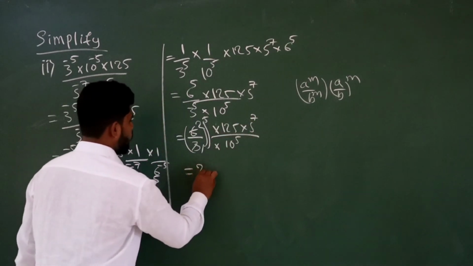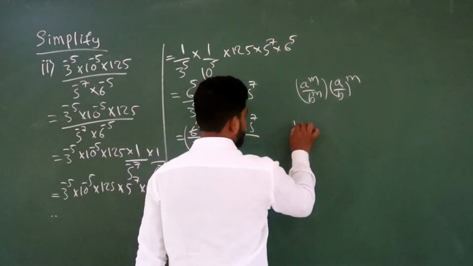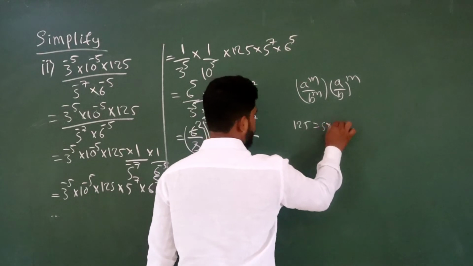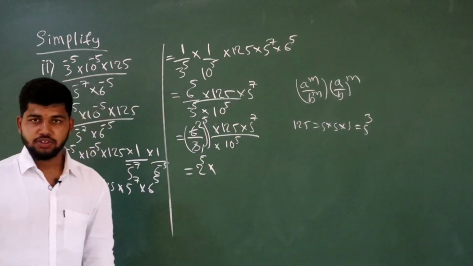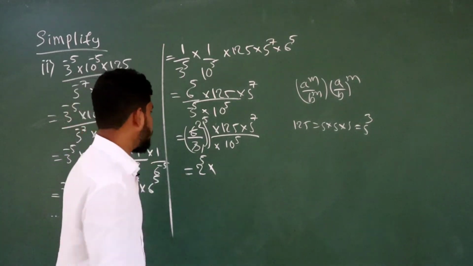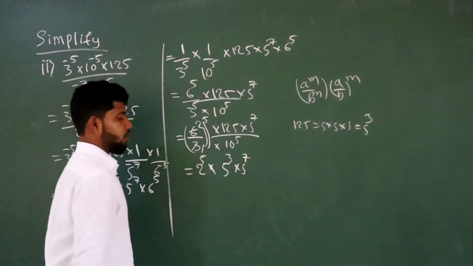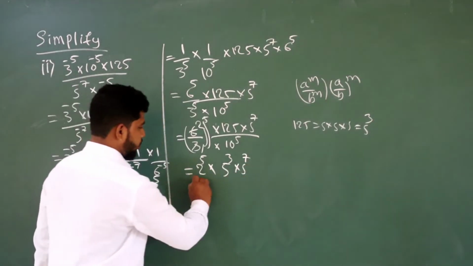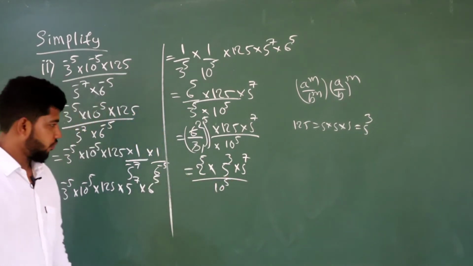Now for 125, we can write it as 5 into 5 into 5, which is 5 cube. Now 5 cube into 5 raised to 7 divided by 10 to the power of 5 into 10 to the power of 5.